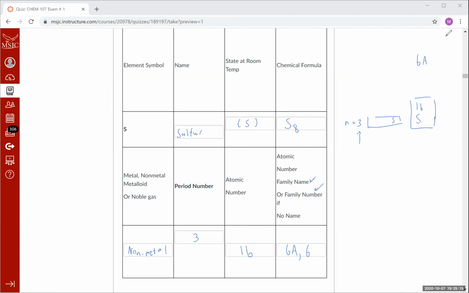Now, you can also call this the chalcogens, but I didn't discuss that in class. So if you put it, I'd give you credit for it. But that's not a very commonly used name for the 6A elements. Does that make sense to everyone? Does this make sense?